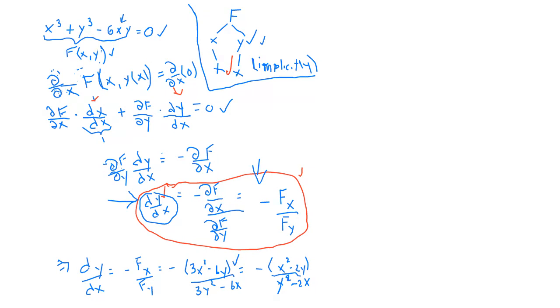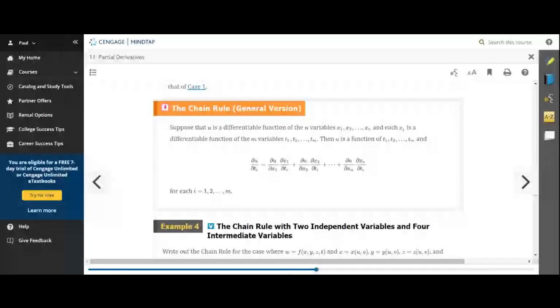I'm going to show you one more thing. Could we use a chain rule to compute a second partial derivative? You can. Absolutely. And if we go to the ebook here, hold on, class. Let me get into the ebook.